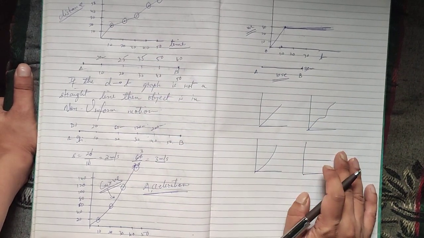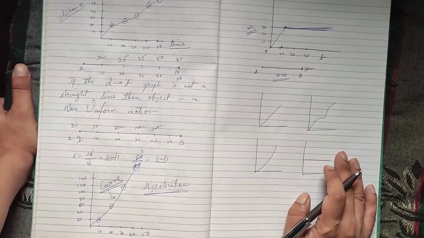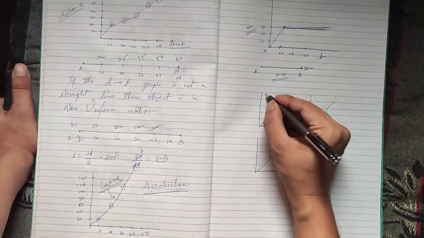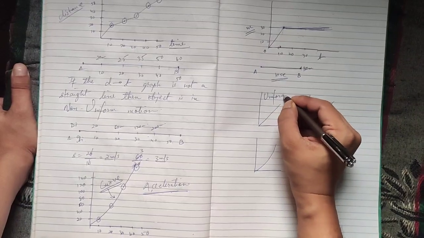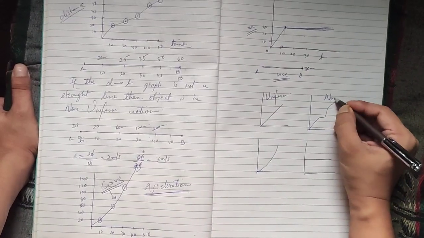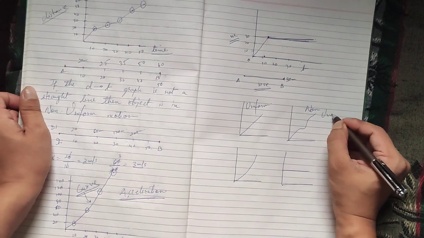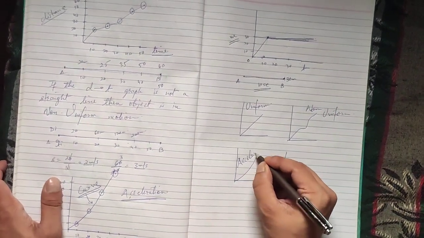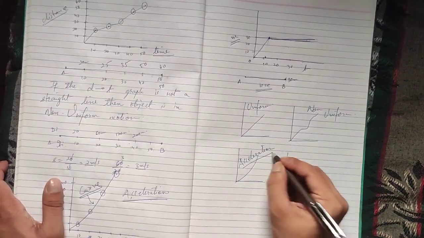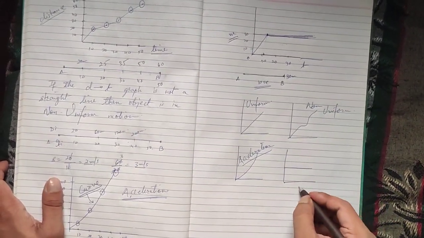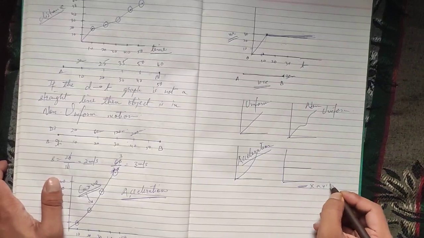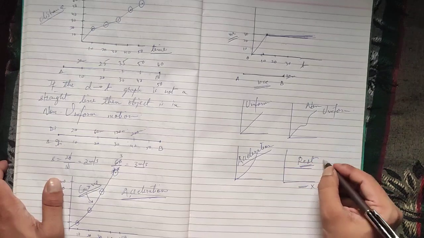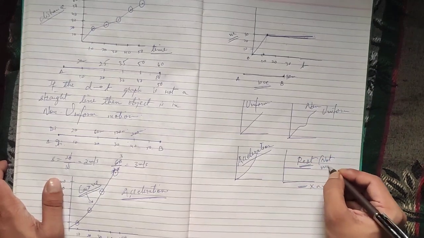Remember these graphs. If you plot a graph for a given question, and if the graph looks similar to any of these, then remember this: if it is a straight line, it is uniform motion. If it is a zigzag line like this, then it is non-uniform motion. If it is a curve, then acceleration. And if it is a straight line parallel to the x-axis, then it is at rest. The object is not moving.